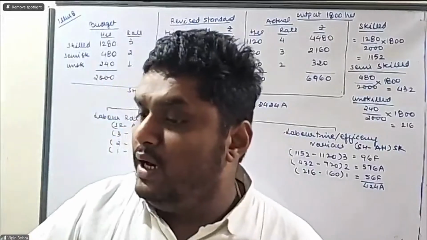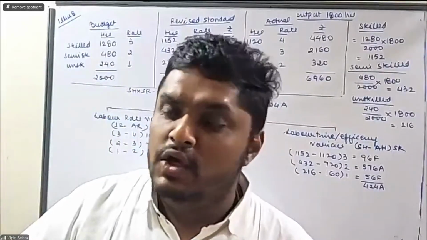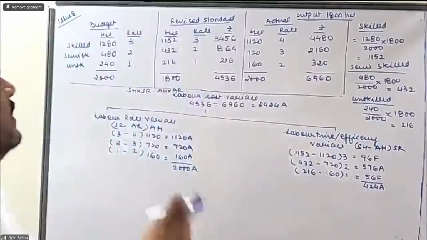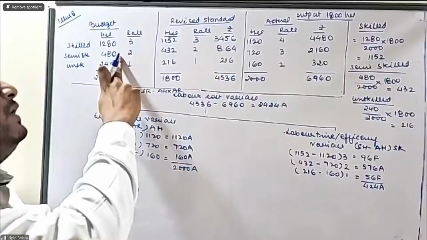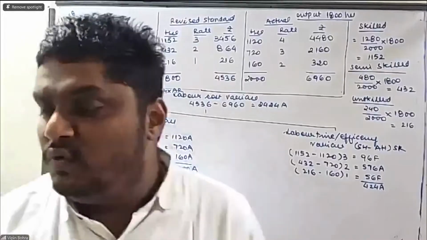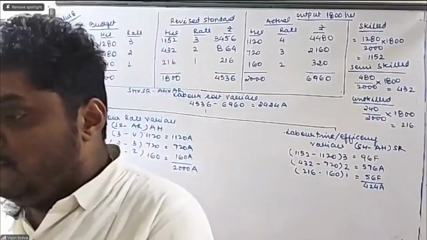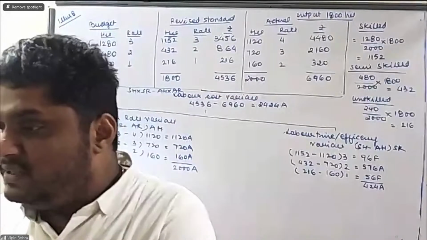See, Tanu, there are total 32 workers and they are working for 40 hours in a week. So 32 into 40, this will be 1280. Similarly, 12 into 40, that is 480. And lastly, 6 into 40, that is 240. I hope it is clear, Tanu.